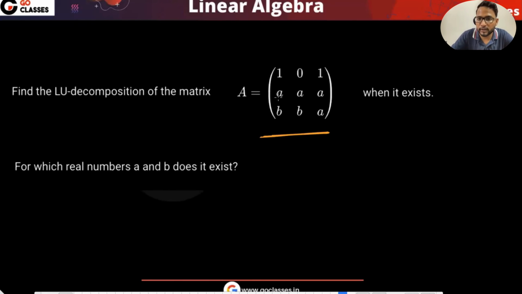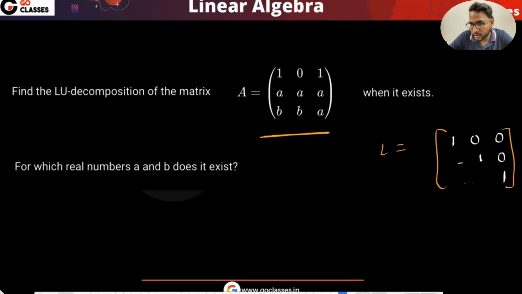So it is 1, 0, 1. This is A, B, B. What is L? L is basically a lower triangular matrix. So you will say it is 1, 0, 0, something, 1, 0, something, something, 1. You need to find 3 values, which is this, this and this. So let's do it step by step. This is A.